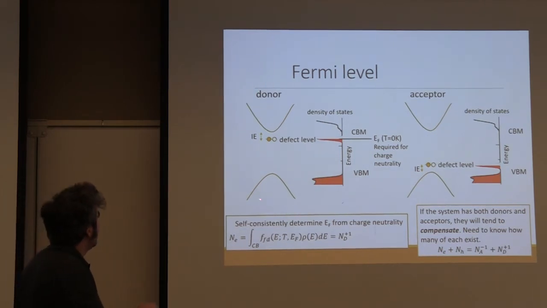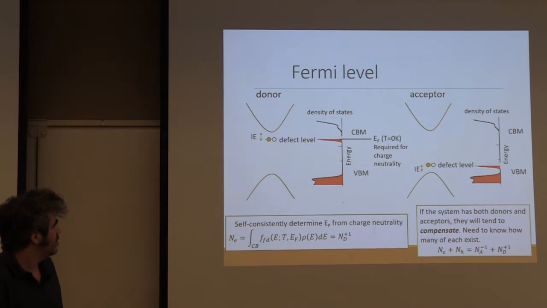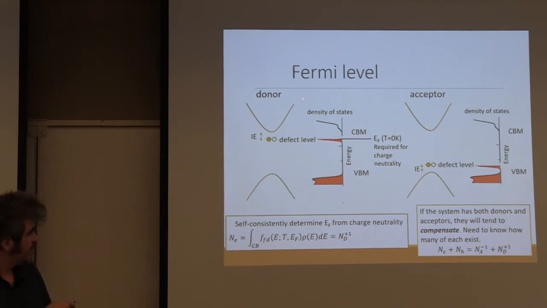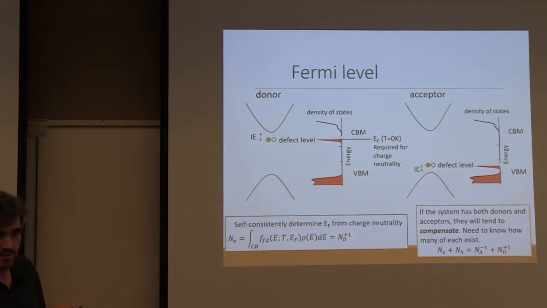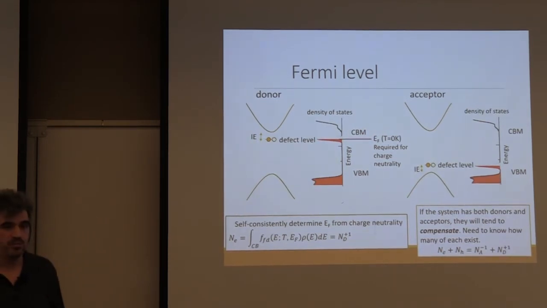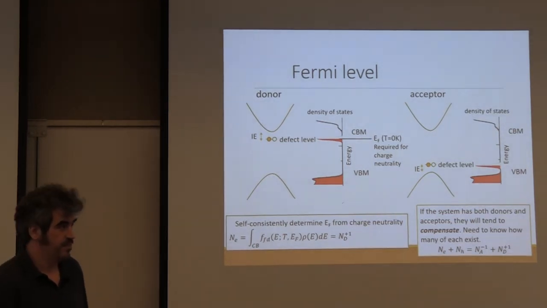So if this donor is the only defect in our system, then we know that as the temperature goes down to zero, the Fermi level has to be exactly on this donor state. The reason it has to be exactly on that donor state is because we need to have charge neutrality in the system. Right.